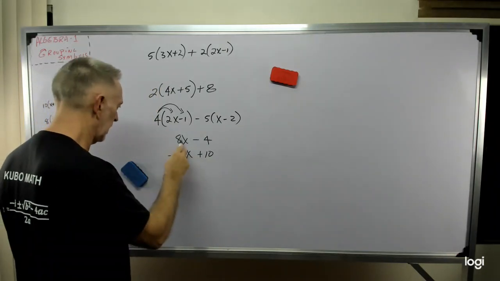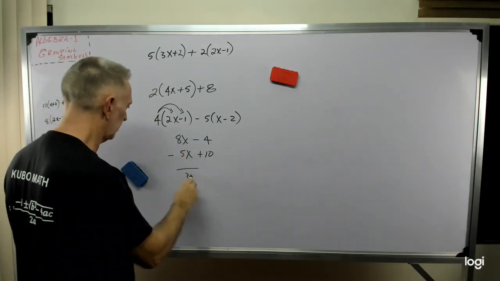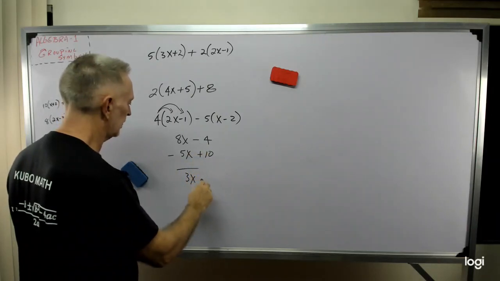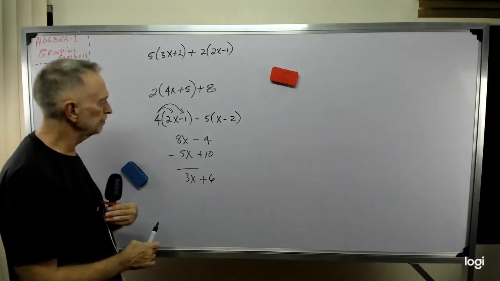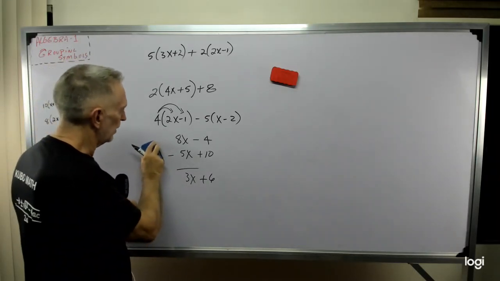So now 8x minus 5x gives me 3x. Negative 4 plus 10 gives me a plus 6. Okay? You could do it that way.